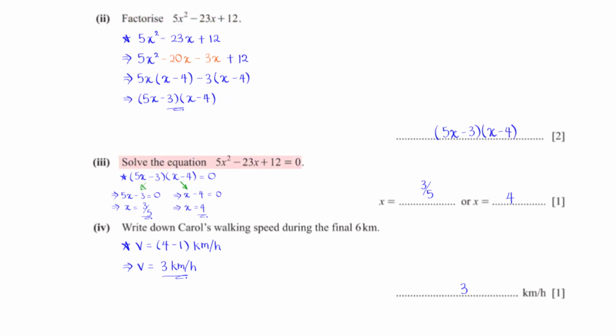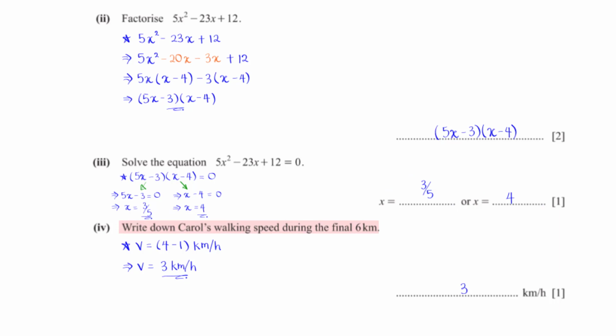Solve the equation 5x squared minus 23x plus 12 equals 0. Since we factorized 5x squared minus 23x plus 12 in the previous question, we can rewrite this equation as 5x minus 3 times x minus 4 equals 0. When we equate 5x minus 3 to 0, we have x equals 3 over 5. And when we equate x minus 4 to 0, we have x equals 4.